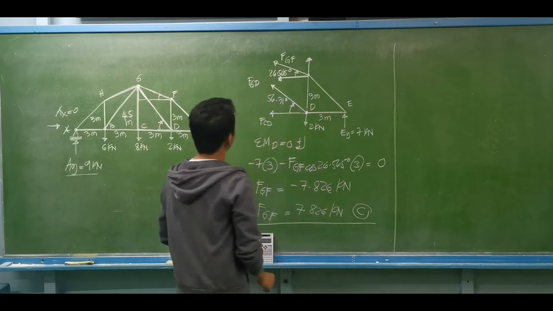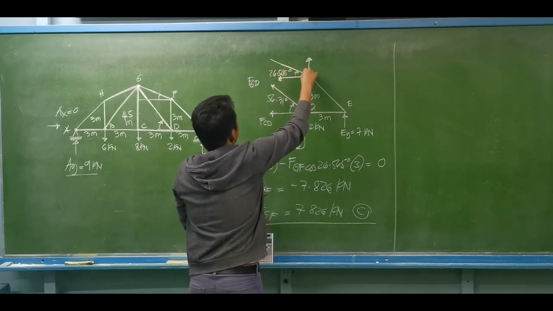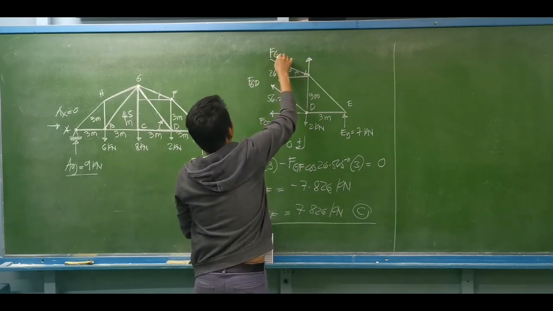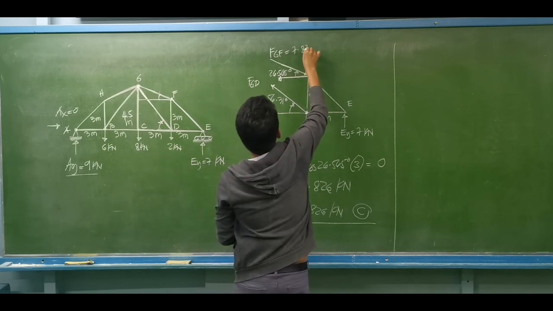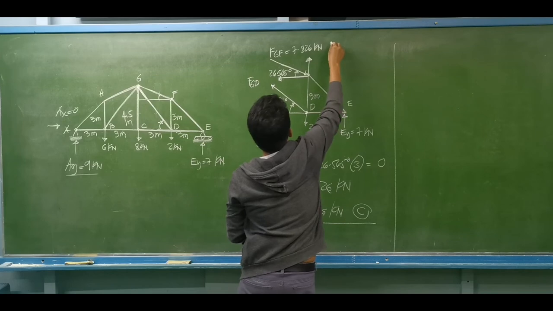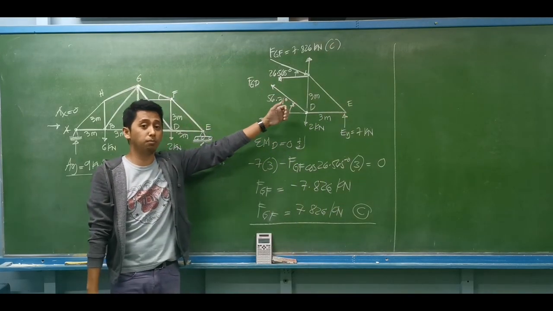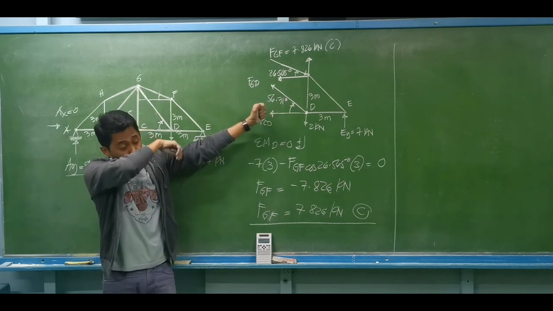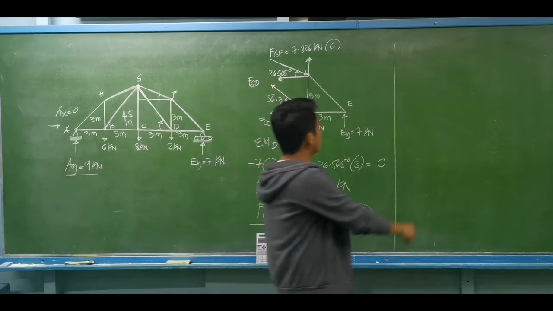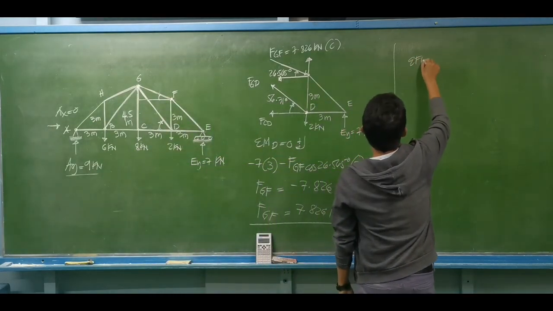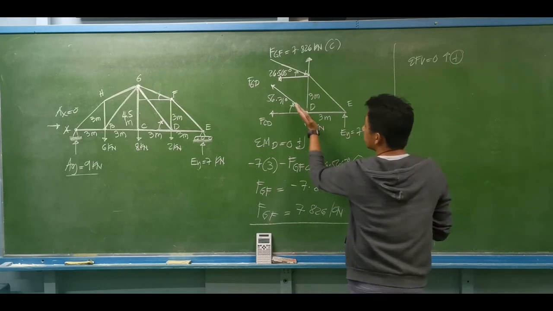We now apply the correct direction of member GF. The axial force for member GF is 7.826 kilonewtons, and it is under compression. Obviously that is a top chord. What is the usual force for a top chord? It is a compressive force. So by summation of forces vertical equals 0, upward forces to be positive. I will assume that it is upward.